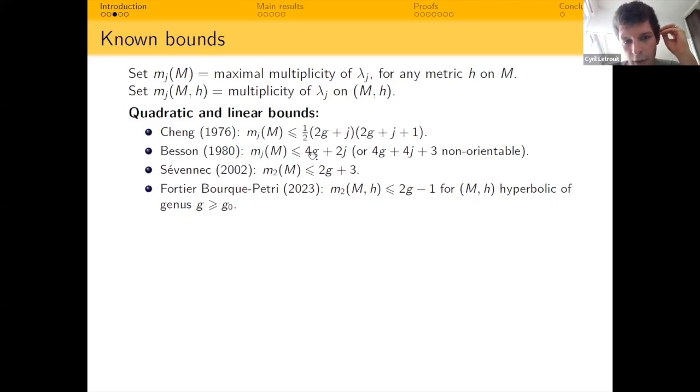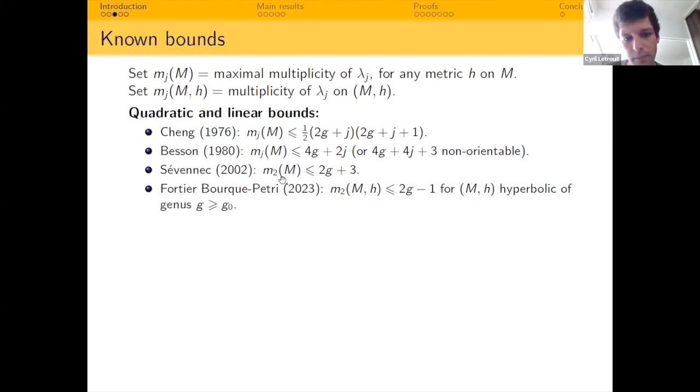Besson improved the bound to something linear in the genus, which depends on the orientability or not, but linear in g plus 2j. Then Sévennec in 2002 improved by a factor of 2 the bound for lambda 2.